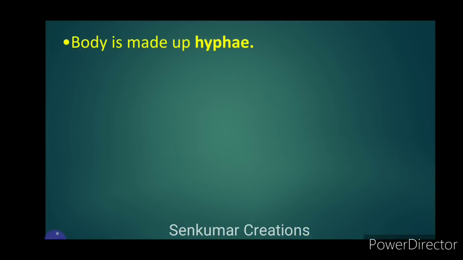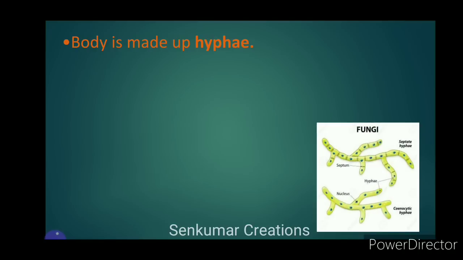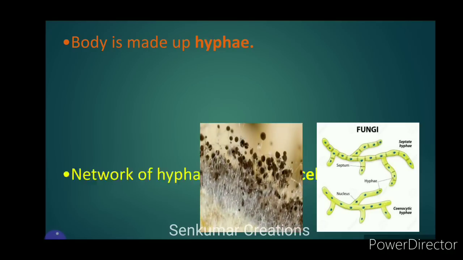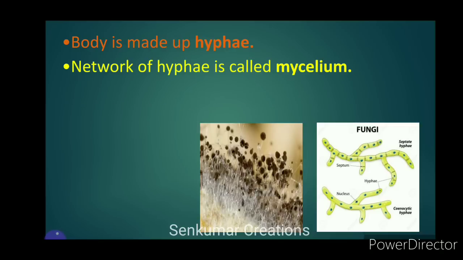So let's see the body conditions, the body structure. The body is made up of hyphae. Hyphae have a hair-like appearance. So we can see this picture very clearly, the hyphae. Okay, so the body is completely made up of hyphae. You can see this picture clearly. So a network of hyphae is called mycelium. Many hyphae are joined together, and together we can call it mycelium. So the body is made up of hyphae. The network of hyphae is called mycelium.